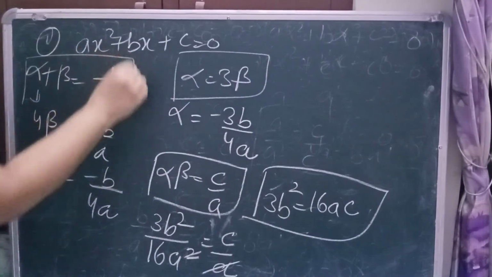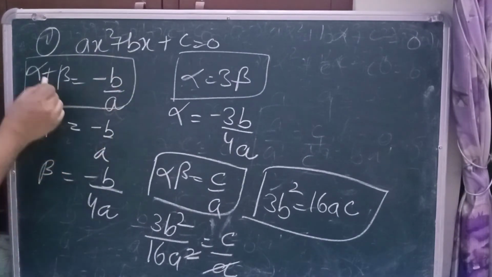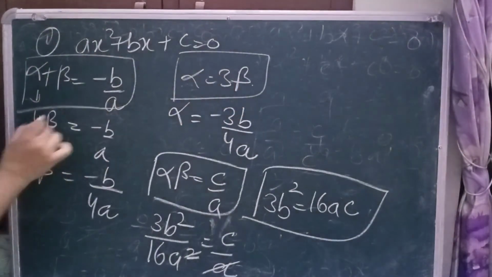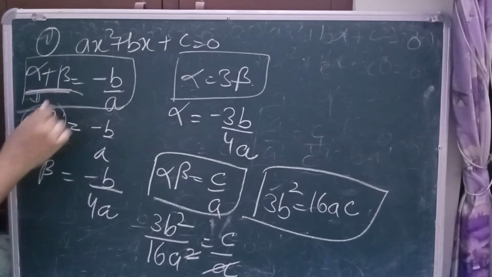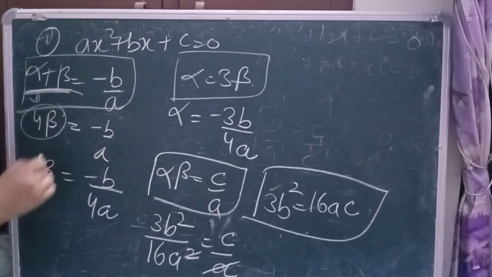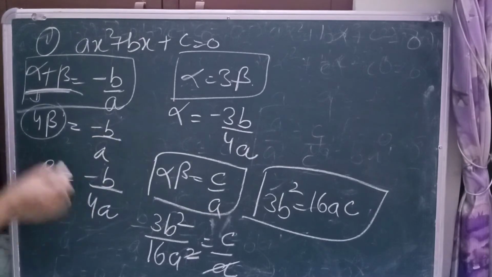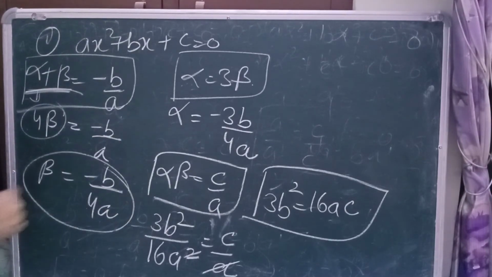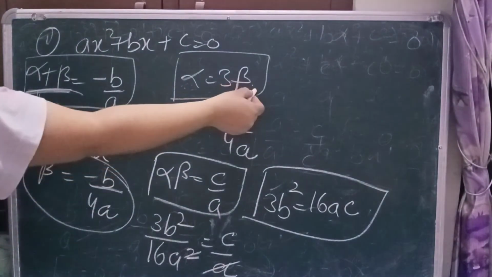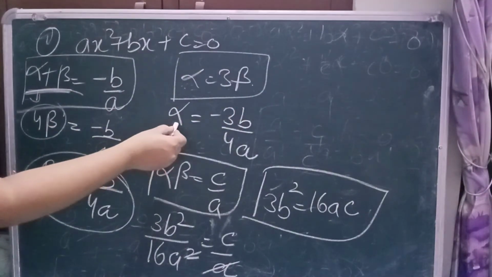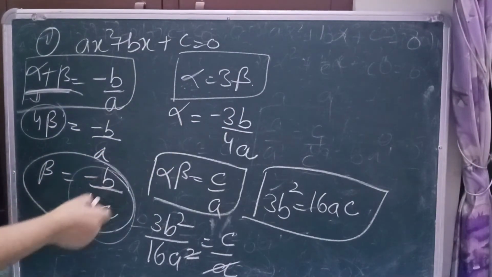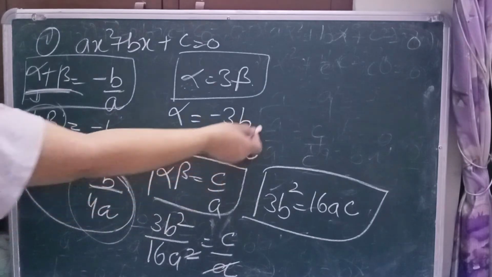So as I know that the sum of the roots is minus b upon a, and in place of alpha I have taken 3 beta. So together it will be 4 beta is equal to minus b upon a. So beta will be minus b upon 4a. Here I have written about beta. As I know that alpha is thrice of beta, this was already given. So alpha will be thrice of beta, it will be minus 3b upon 4a.